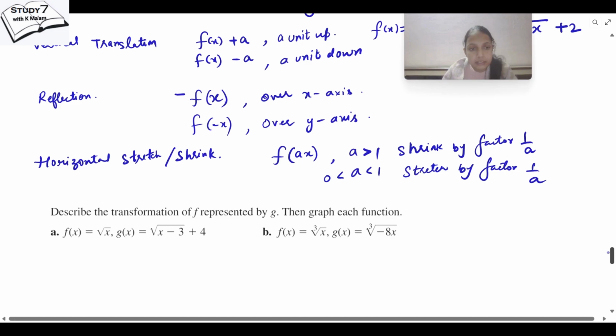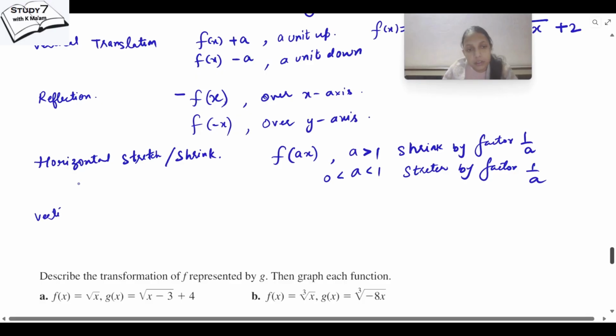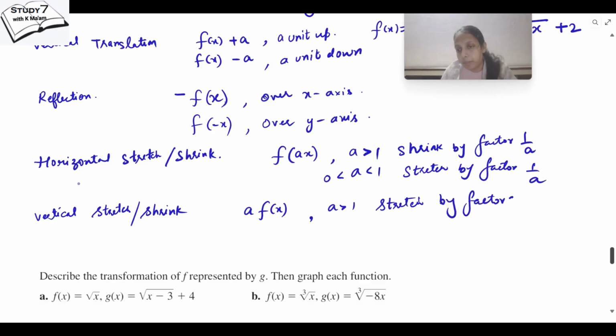Let's see the next. Next is vertical stretch and shrink. In this, a is multiplied by the complete function f of x. If a is greater than 1, then it is a stretch by factor a. And if a is between 0 and 1, then it is a shrink by factor a.